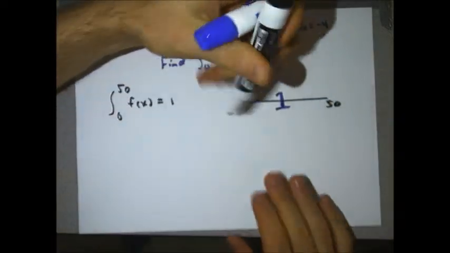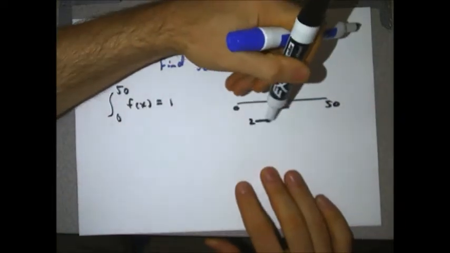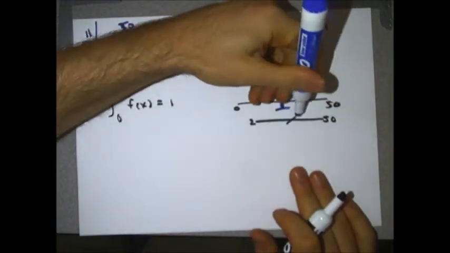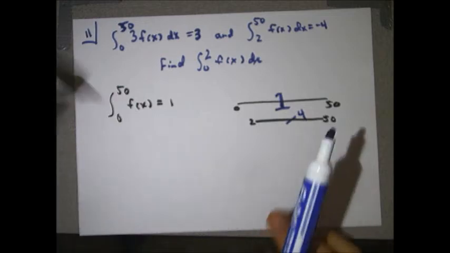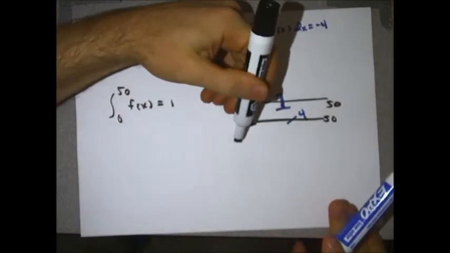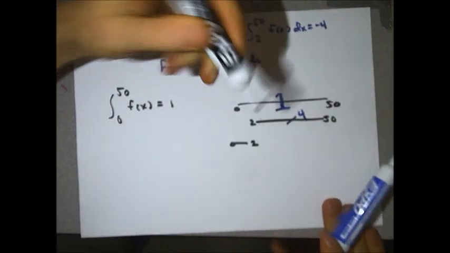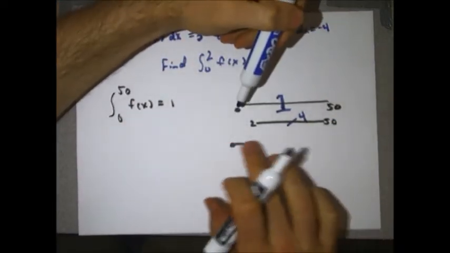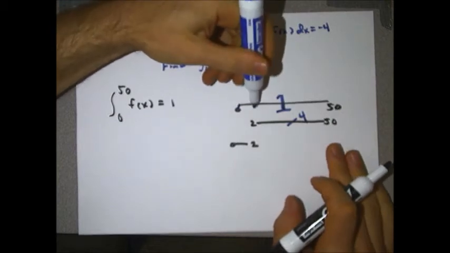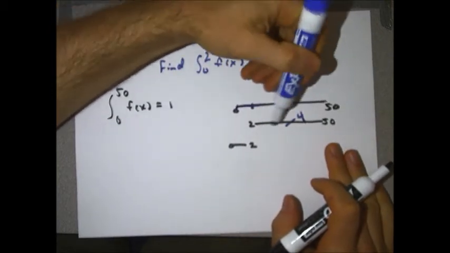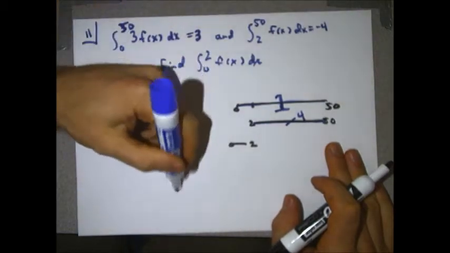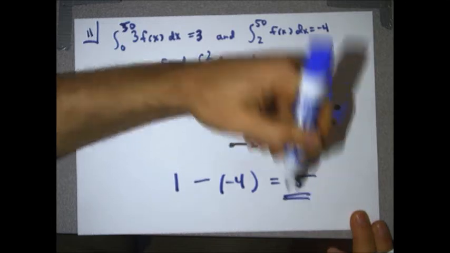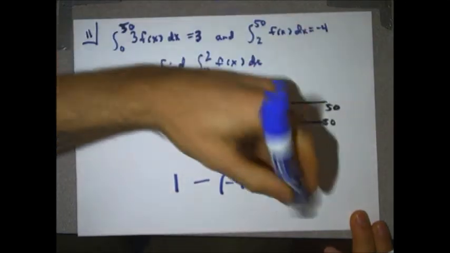And from 2 to 50, that result is negative 4. They're asking me to find the result of the integral from 0 to 2. So if you just compare these graphically, if I want this piece right here, in other words, from here to here, I should take this whole thing minus this whole thing. So 1 minus negative 4 is equal to 5, and that is choice D.